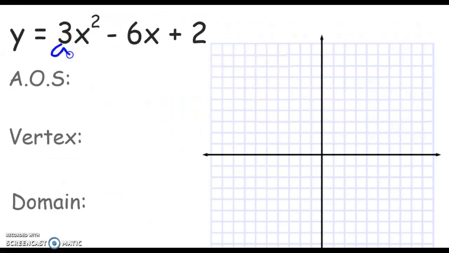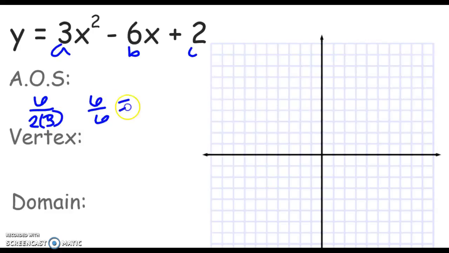So if we move on to the next equation, we're going to do the same thing. We're still going to do my A, my B, and my C. And remember, my axis of symmetry is the opposite of B, which would be a positive 6, over 2A. So 2 times 3, which is 6, over 6, and equals 1. So I'm going to plot a line for my axis of symmetry at 1.